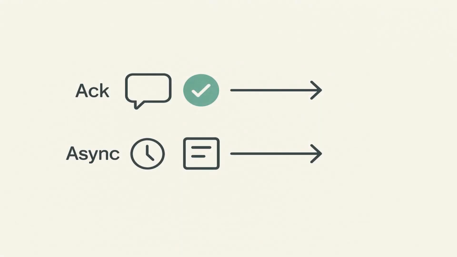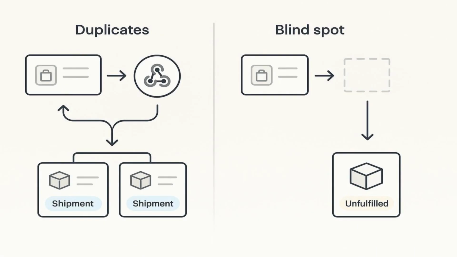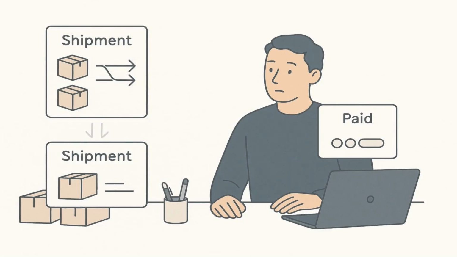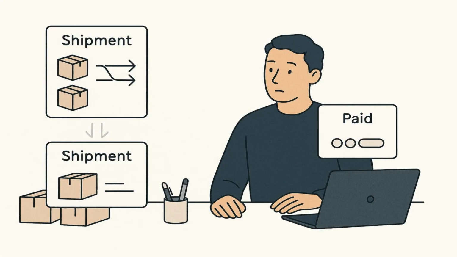The simple rule for handling timeouts is to acknowledge the receipt fast and process the actual work later. This response confirms the message was received. Retries create duplicates, meaning too much data. Missed events are the opposite problem, a blind spot where an event is entirely missing, meaning too little data. If a payment webhook arrives twice, you might ship the same order 2 times. If it never arrives, you might leave a paid order stuck and unfulfilled.